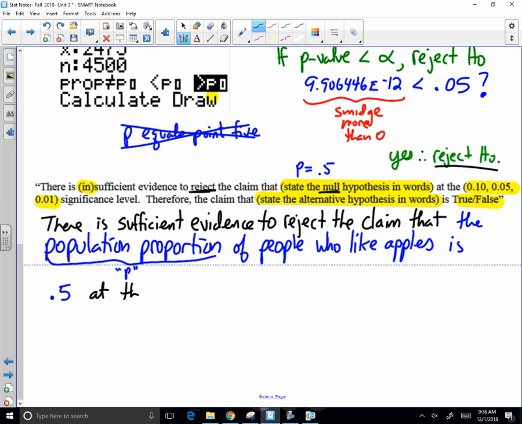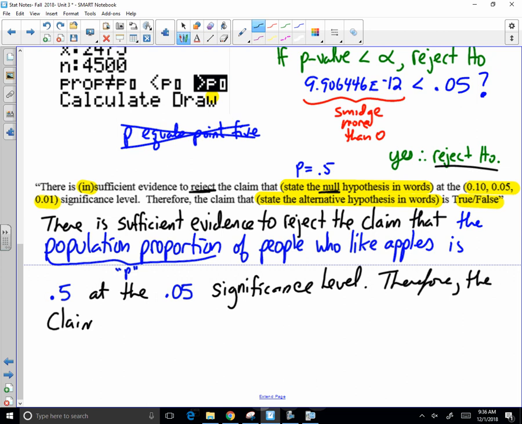At the 0.05 significance level. Therefore, the claim that, and this is where we state the alternative hypothesis in words. The alternative hypothesis was that P was more than 0.5. You have some wiggle room on that, because P more than 0.5, we got from the fact that we were talking about a majority. So that was the symbolic representation of a majority.